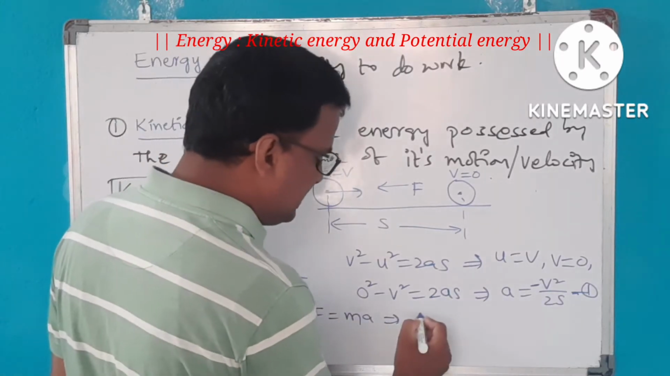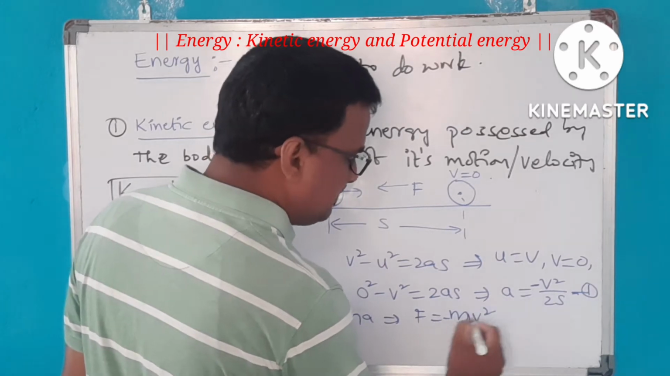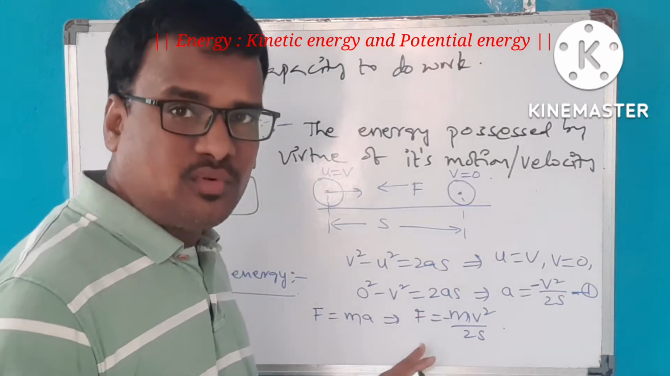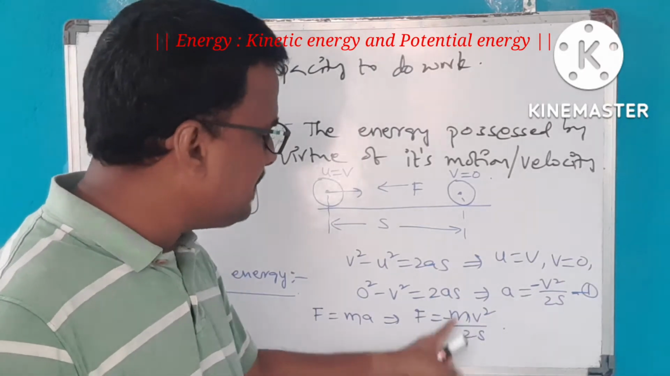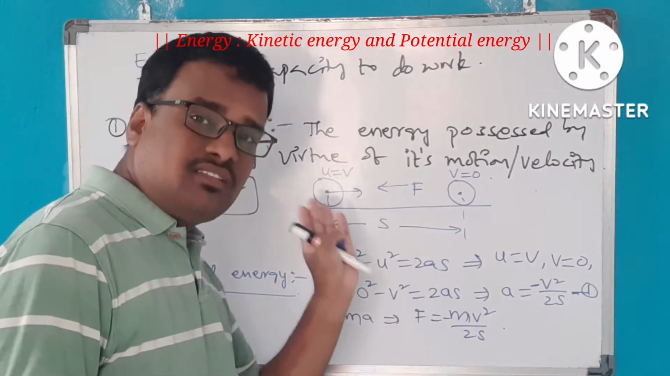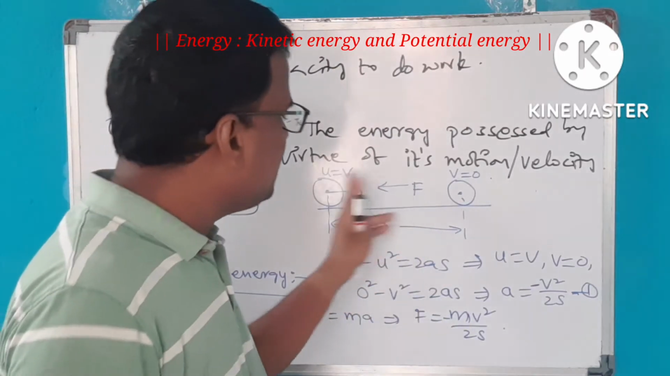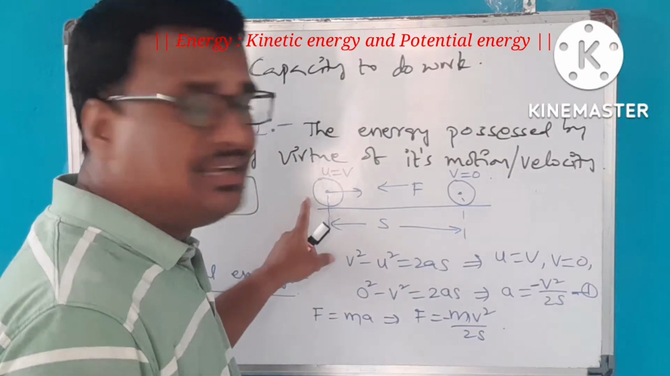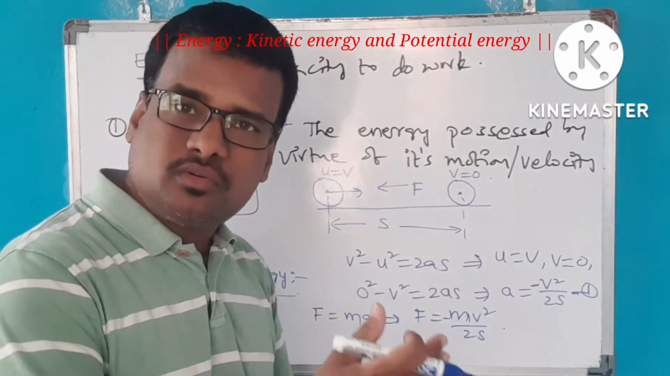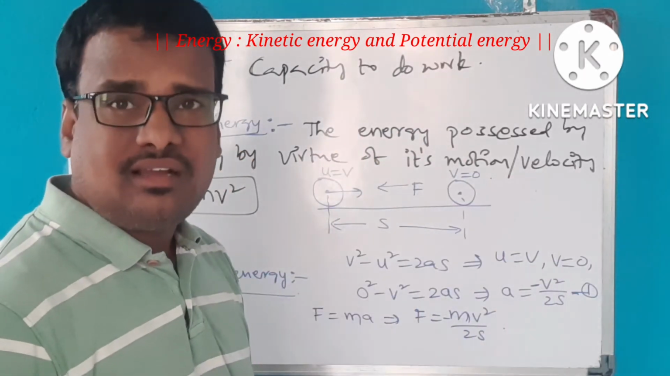So what do we get? F equal to minus m v square by 2s. This is the applied force on the body. Now consider the force by the body according to Newton's third law. If you apply a force on the body against its motion, at the same time the body also applies a reaction force on the applied force.